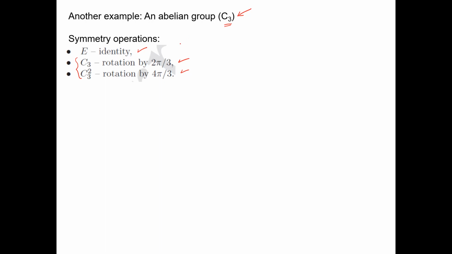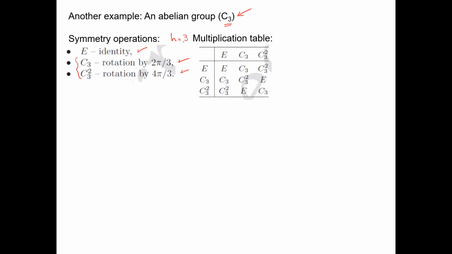For abelian groups, as we discussed, all elements are in a class by itself. We have only classes with one element only, and therefore the number of classes and the number of irreducible representations is equal to the order of the group. So this group is of order 3. The number of elements is 3. This is the multiplication table. Okay, so we can check that this is correct.